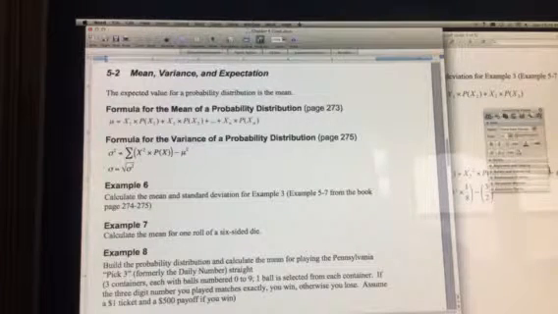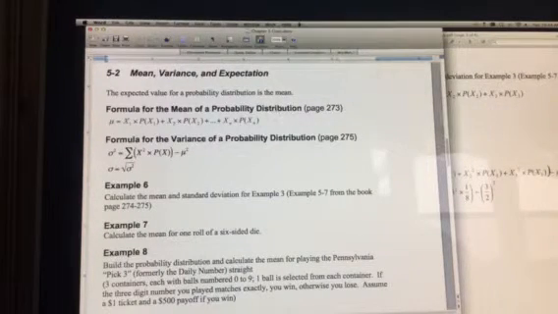Basically what you're looking at is the mean, mu, is equal to x sub 1 times p of x sub 1 plus x sub 2 times p of x sub 2, plus on and on to x sub n times p of x sub n. Now, it looks a little bit intimidating potentially with the notation, but it's really not that bad. What this says is, for each column in your probability distribution, take your outcome number times its corresponding probability. Do that for every column. Once you've done those multiplications, add them all up. That's your mean.